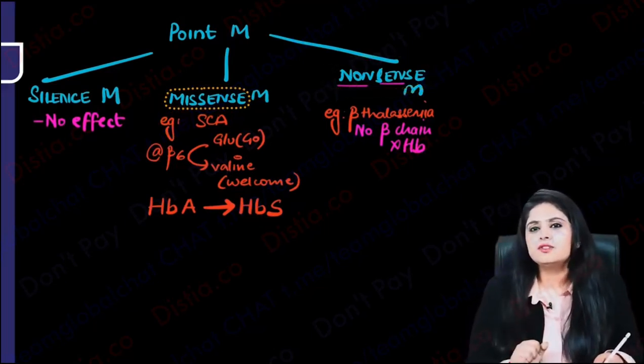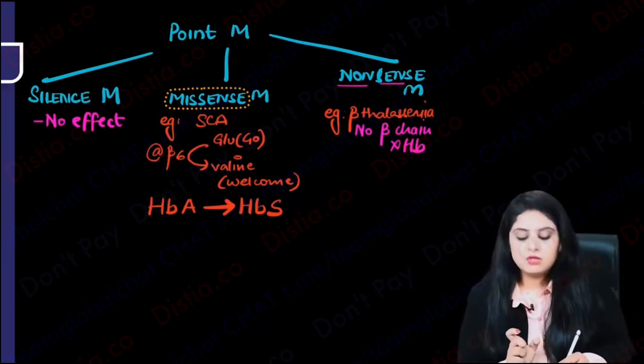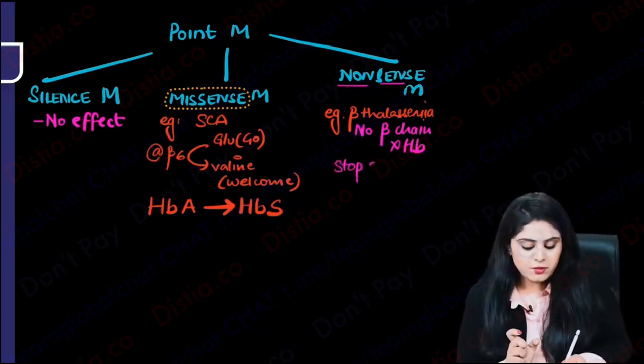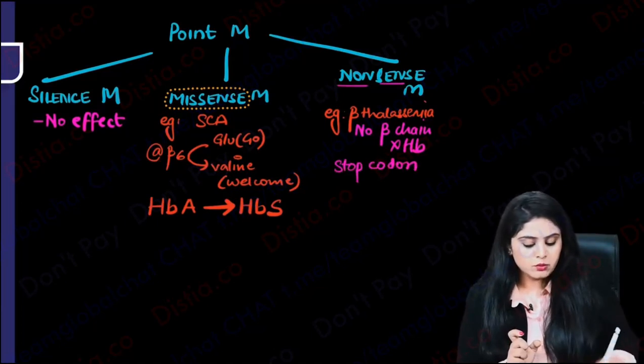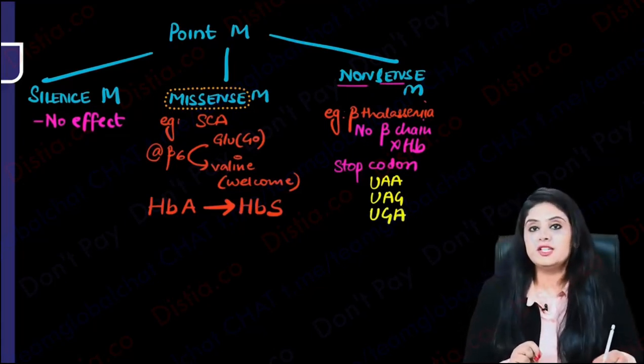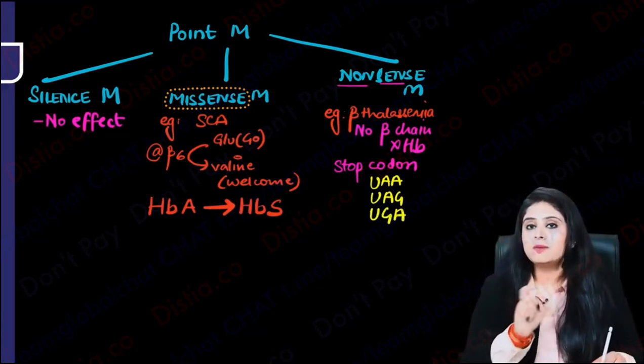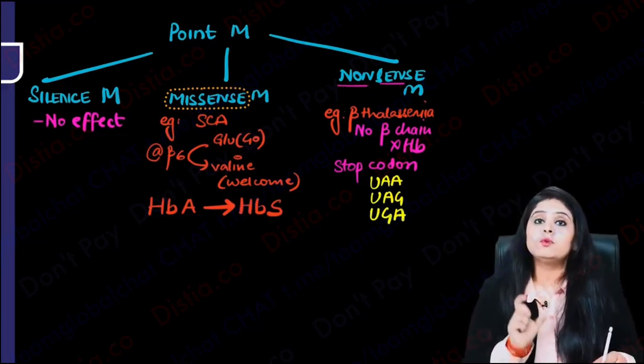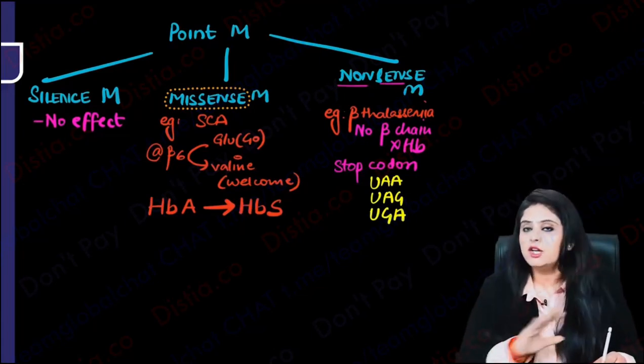So why has everything stopped forming? Because whatever mutation happened resulted in the formation of stop codons. What are the stop codons? UAA, UAG and UGA. Some change has happened so that one of the stop codons has come, as a result of which no production will occur.